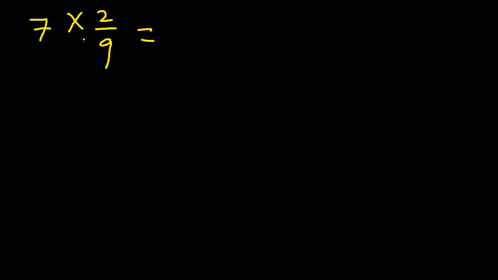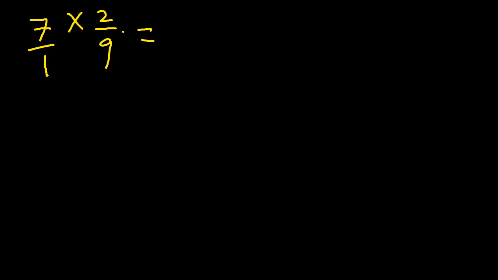Well, to multiply fractions, it's not that complicated. We just have to multiply the numerator of the first fraction by the numerator of the second fraction, and the denominator of the first fraction and the denominator of the second fraction. Okay, so let me show you what I mean. So 7, we can write it as 7 over 1.